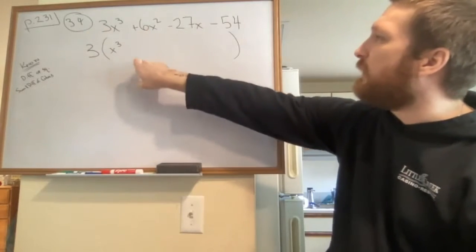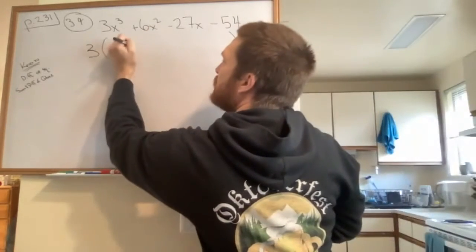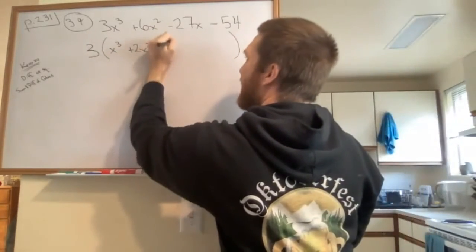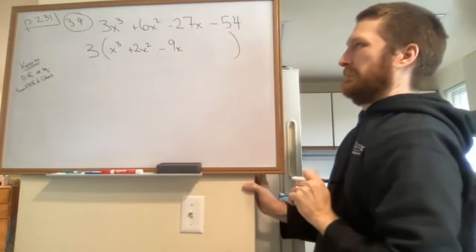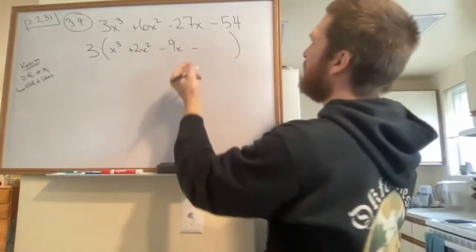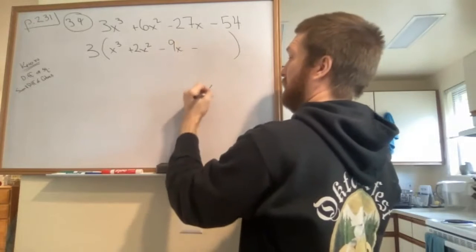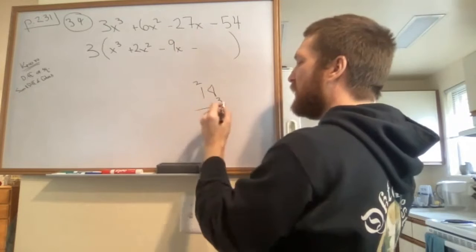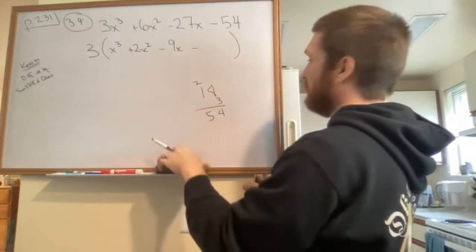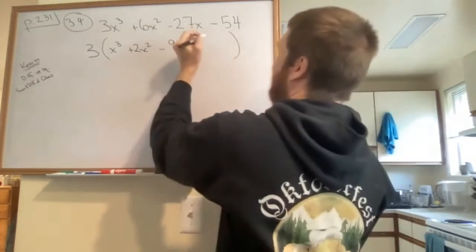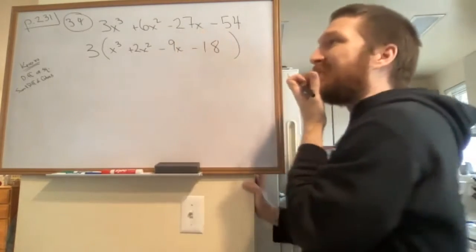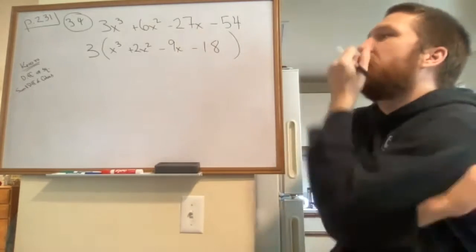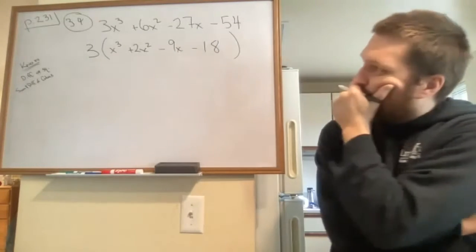Okay, so what's left from here? 2x squared. Plus 2x squared. What's left from here? Minus 9x. And then what about that guy? Minus 18. Is it 18? I don't know. Let's see. 18 times 3 is 54. Wow, good. I don't know that one, and that's probably why I wouldn't have done that. But you're absolutely right. Yeah, good. Excellent. Okay, now what do you want to do?